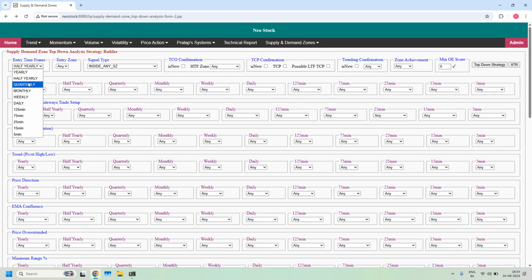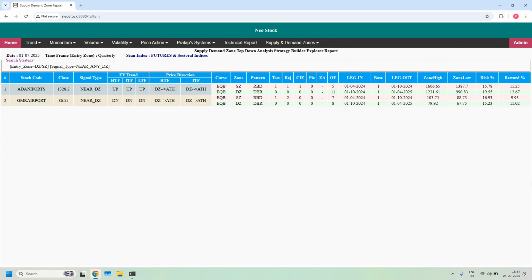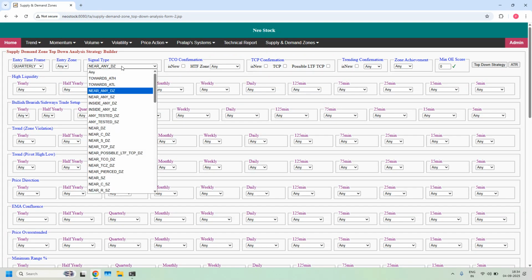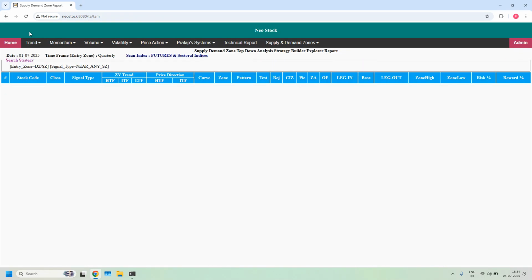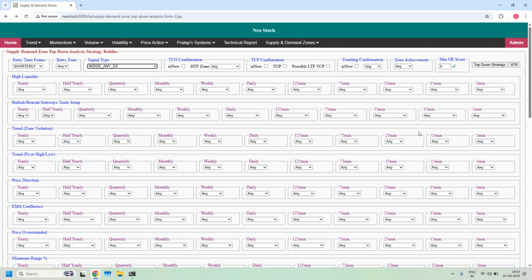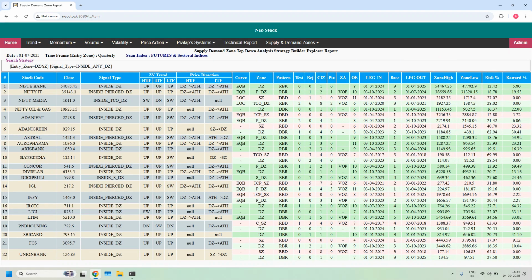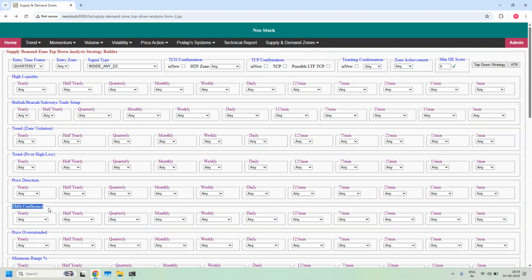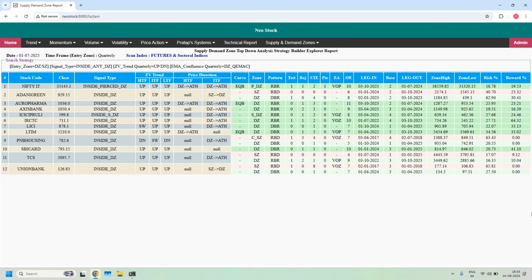Next time frame is quarterly. Stocks near the quarterly demand zone, we got 2 stocks. Next, stocks near the quarterly supply zone, no stocks. Price closed inside the quarterly demand zone, we got 22 stocks. We can further filter this list based on the quarterly demand zone having quarterly EMA confluence. At the same time, the trend on the quarterly should not be sideways. It can be an up or down trend. So we got 12 stocks.